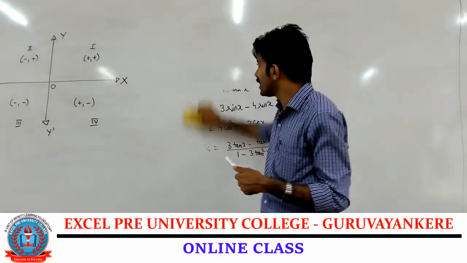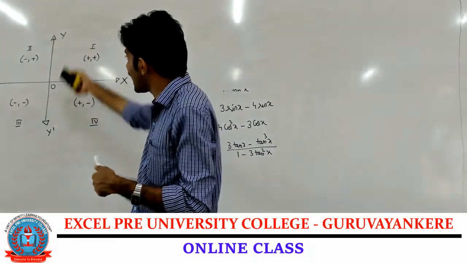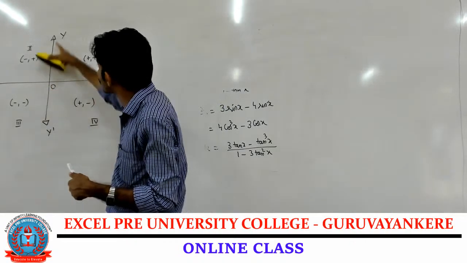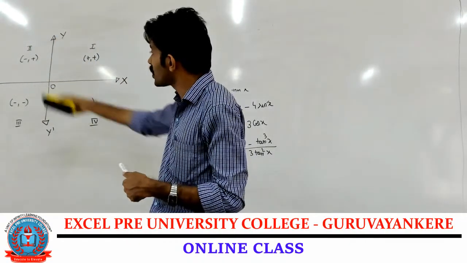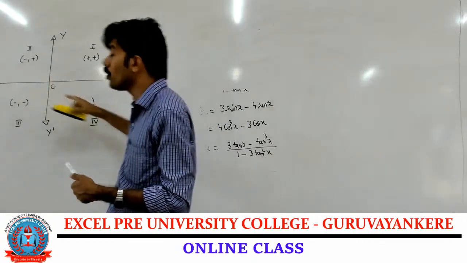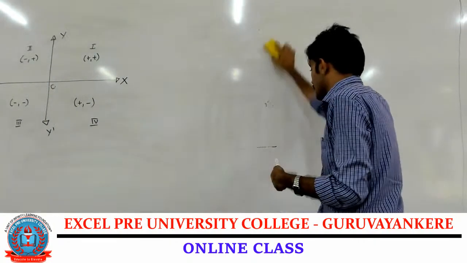There are 4 quadrants formed by the x-axis and y-axis. X dash OX is called the x-axis. Y dash OY is called the y-axis. They are mutually perpendicular. They meet at a common point. This is called the origin O.